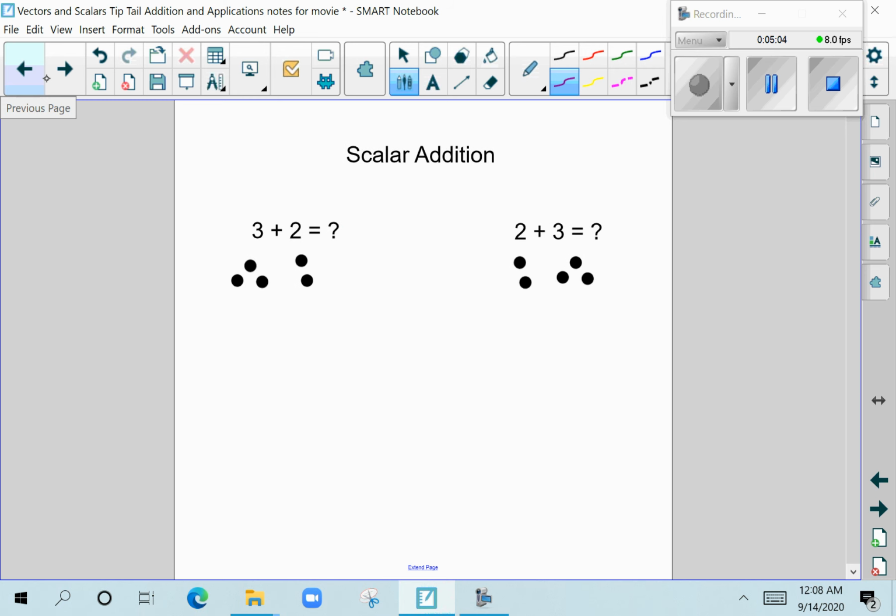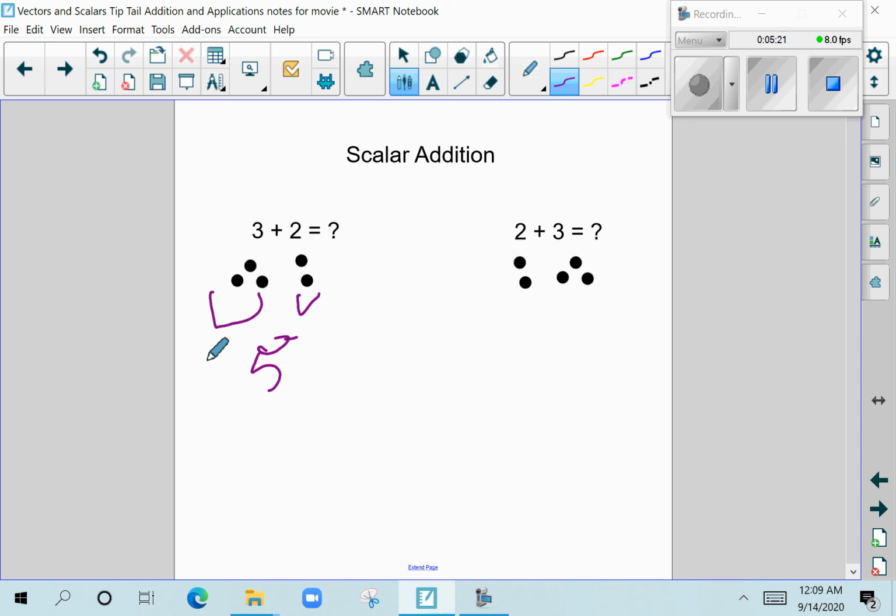So let's take a look at how we add scalars. The way that we often look at it is we have different amounts and we just simply place them together. So if I had 3 plus 2, I could turn around and have 3 dots, 2 dots, and say, how many dots do we have? We could say, oh, there are 5 dots.